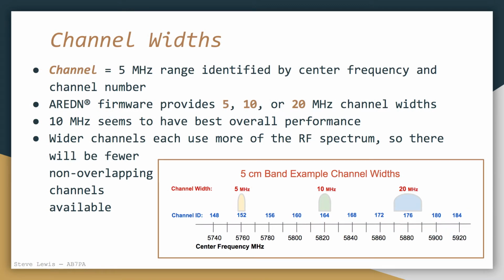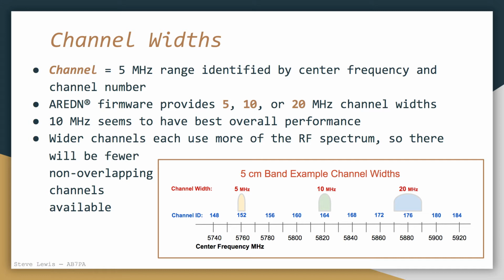The frequency bands used by AREDN radios are divided into channels, each of which consists of a 5 MHz frequency range identified by the center frequency of the channel and assigned a channel number. AREDN devices have the option of using either 5 MHz, 10 MHz, or 20 MHz channel widths. Different channel widths may yield better throughput than others. For example, long-distance links tend to have better performance using 10 MHz rather than 20 MHz or 5 MHz channel widths. Test the performance of your links using various channel widths.